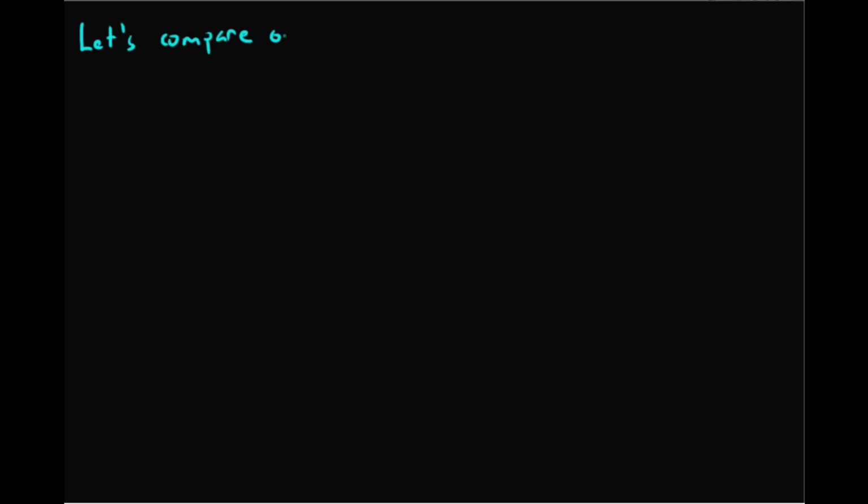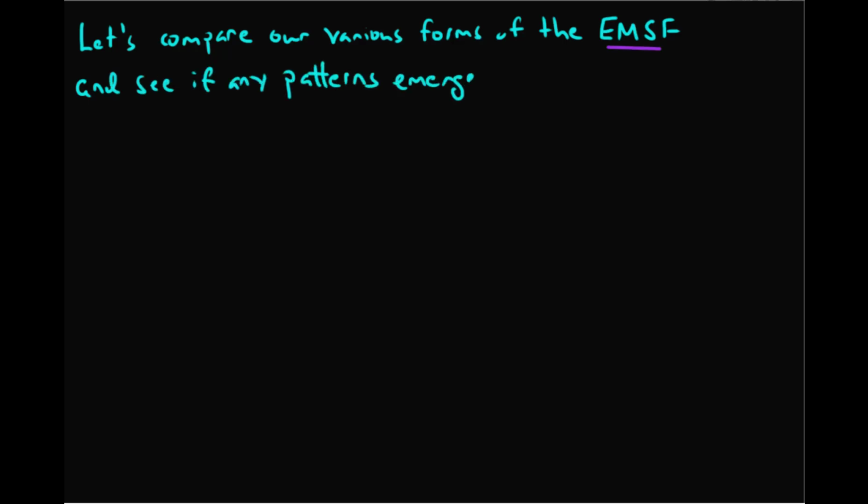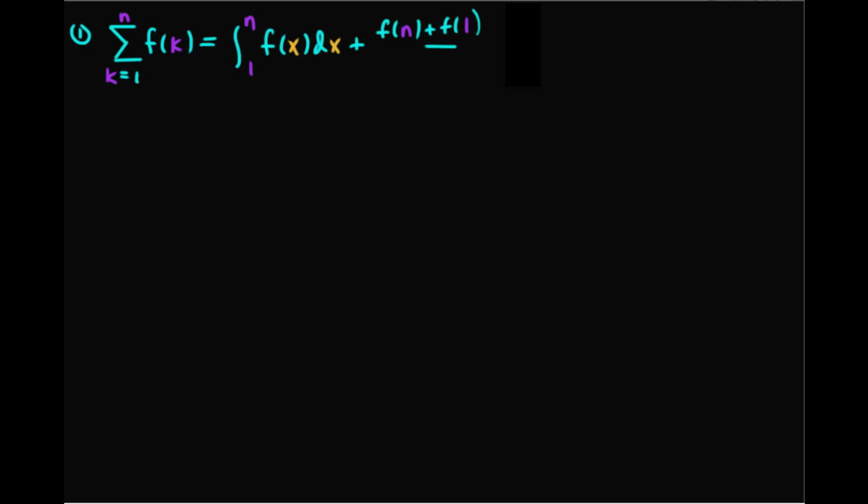So now we've derived enough different versions of the EMSF with remainder term that I think we can spot some general patterns. So for the sake of comparison, let's list out the various forms of the EMSF with remainder that we've derived so far. We have the first derivative form. This is the one that says that the summation of the values of f on the integers k equals 1 to n is equal to the integral from 1 to n of f of x dx plus the average value of f at the endpoints, that is to say f of n plus f of 1 all over 2, plus the integral from 1 to n of, open parenthesis, fractional part of x minus a half, close parenthesis, times f prime of x dx. Okay, that's the first derivative version.